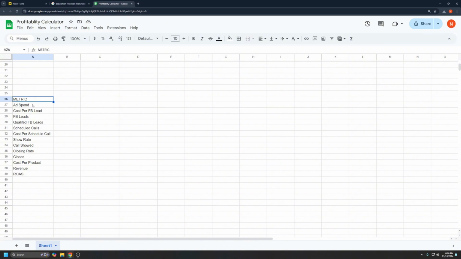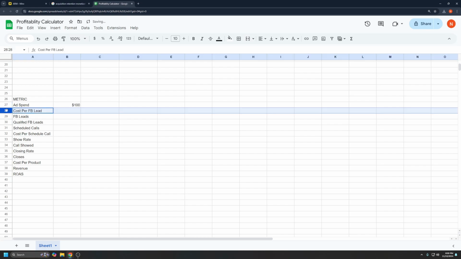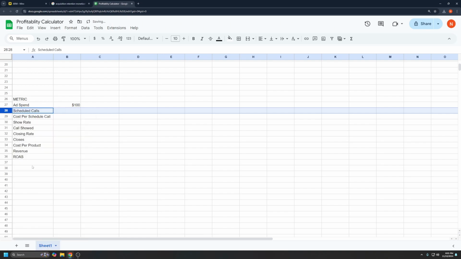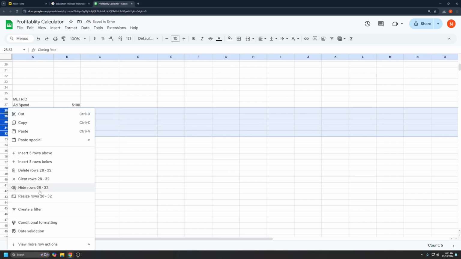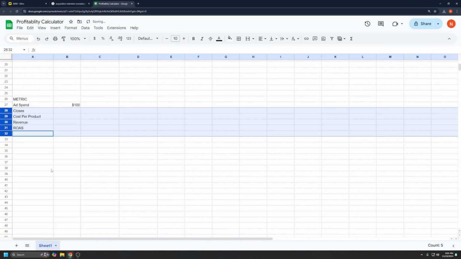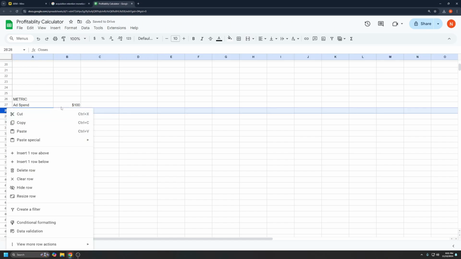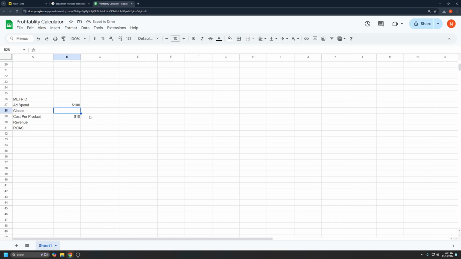So I have my metrics here. So I have my ad spend. Let's just label this out as $100 coming through per day that I'm spending on these ads. I don't need a cost per lead because we're going to send them directly to the funnel from there. Let's even get rid of this one too. Get rid of this one. We can actually get rid of almost everything inside of here except for the close and cost per product. Perfect. And now let's label the cost per product as, let's say, $10 coming through per day. So of course we're looking for at least 10 closes a day coming through here.